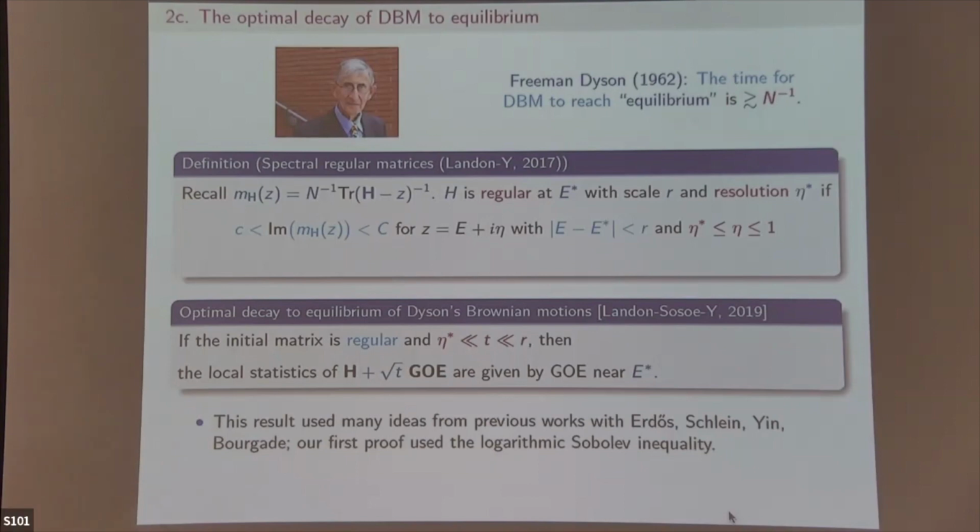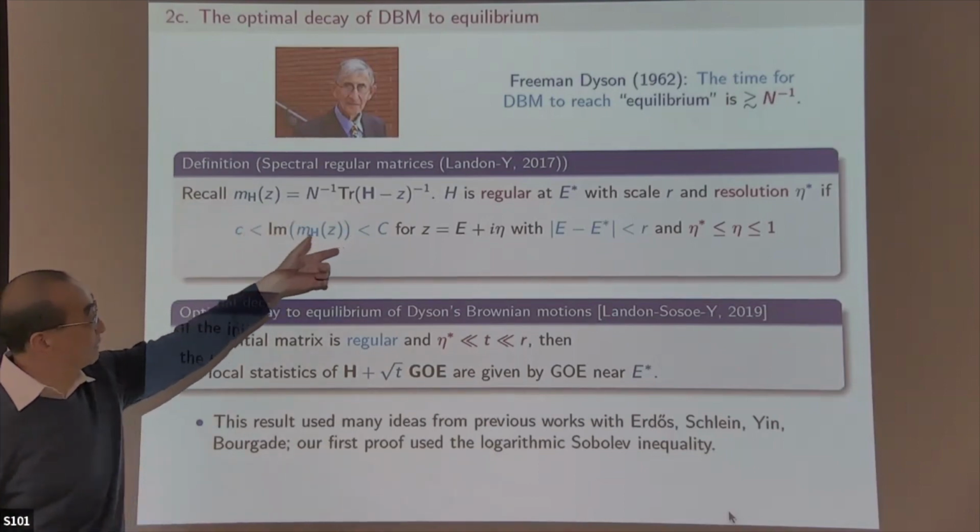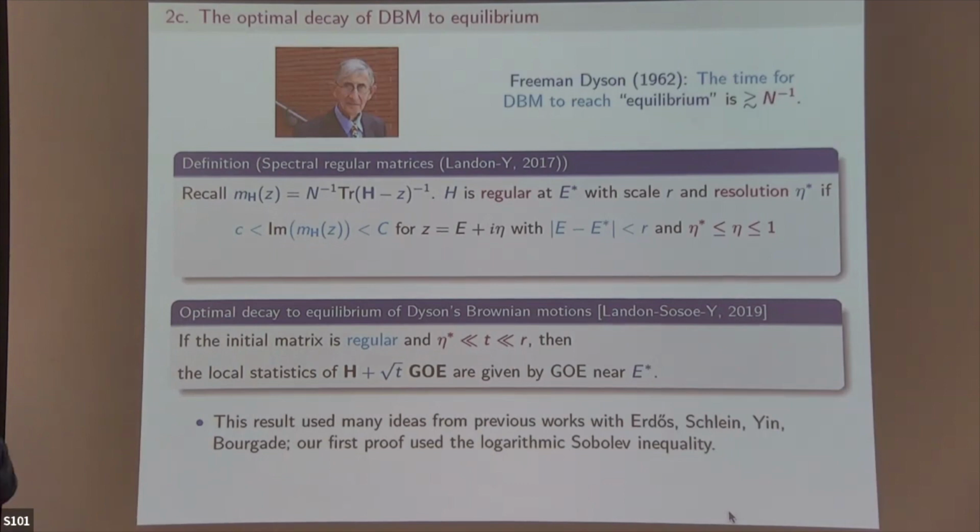Basically, you need some eigenvalues to be there in order to drive this into equilibrium. On the other hand, this condition just says you take your ruler of size eta star, and if you check every interval of size eta star, you find eigenvalues inside, and that's all you need.